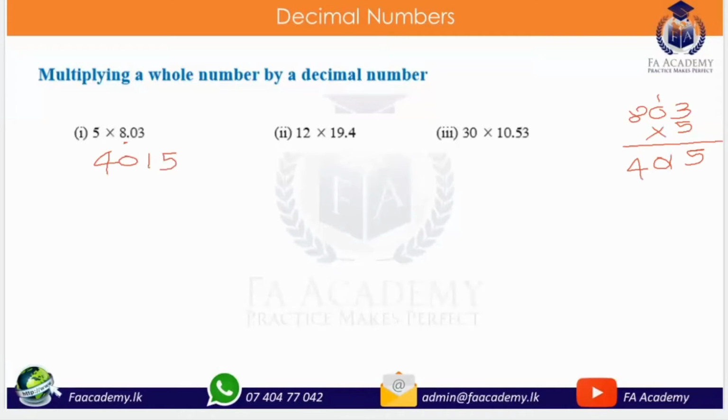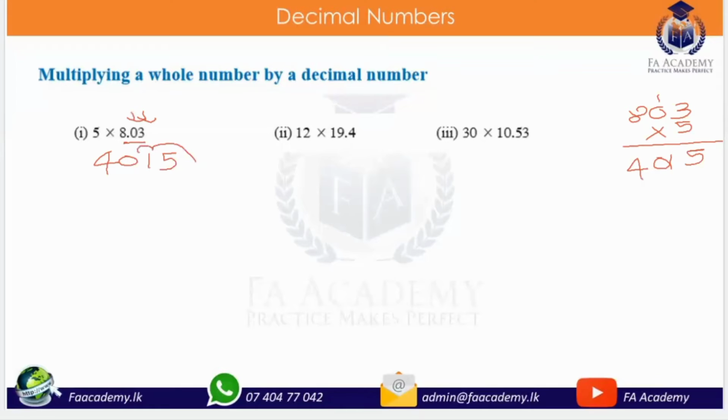Right. So you just forget about the decimal and then you did it. Right. Now what you have to do is count how many decimal places there are. So you can see here there is 1 and 2. If there are 2 decimal places, the final answer should be kept with those 2 decimal places.